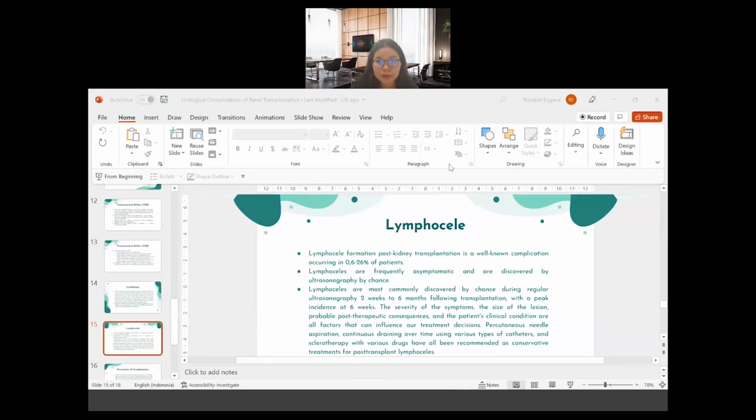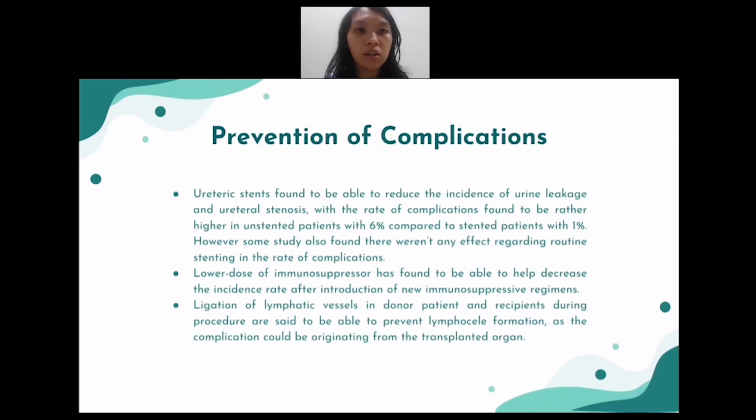Thank you. My name is Madigeni Risasatira and my last digit number is 201. For the prevention of urological complications in renal transplantation, there are some methods that are said to be able to help prevent the complications from happening. The first one is ureteric stents, which are found to be able to reduce the incidence of urine leakage and ureteral stenosis. And a study has supported this statement by finding a higher incidence of complications in unstented patients with 6% compared to stented patients with 1%.